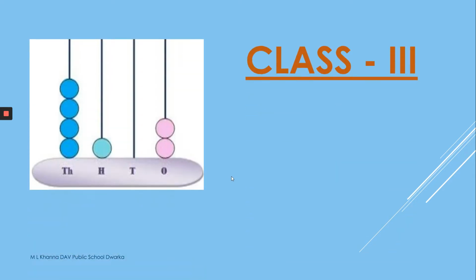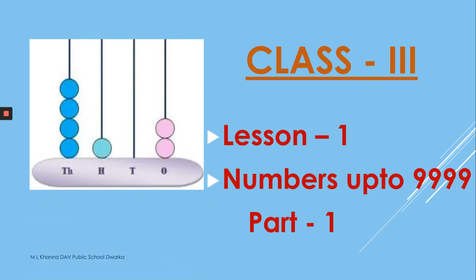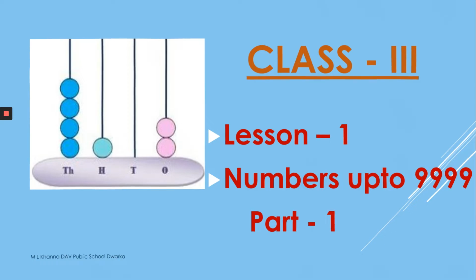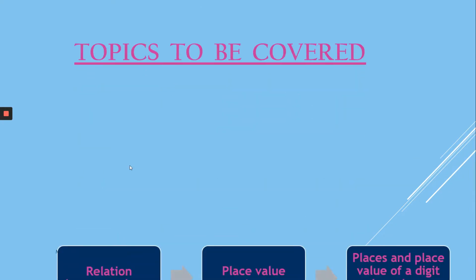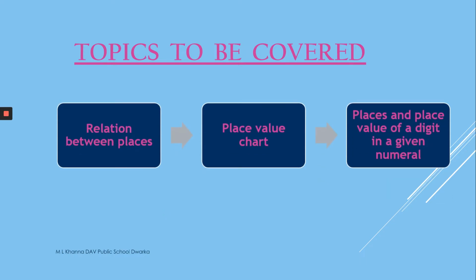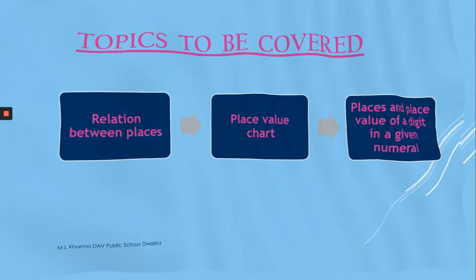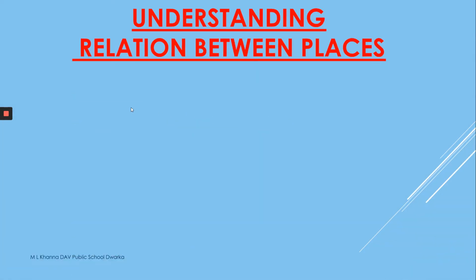Class 3rd, Lesson 1, Numbers up to 9999, Part 1. Topics to be covered: relation between places, place value chart, places and place value of a digit in a given numeral. Let's start by understanding relation between places.